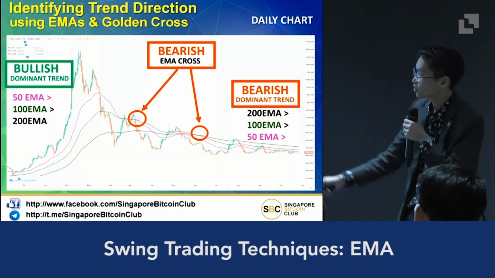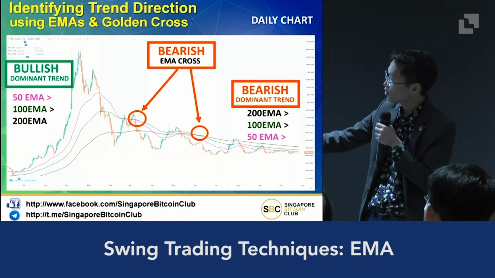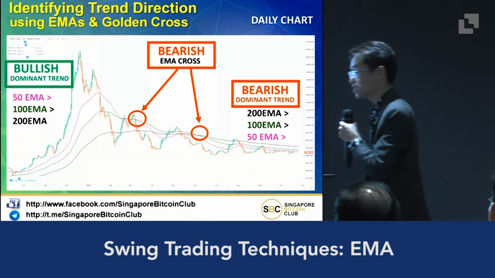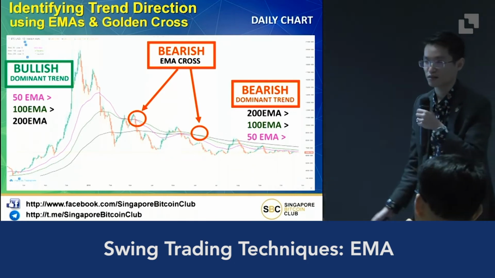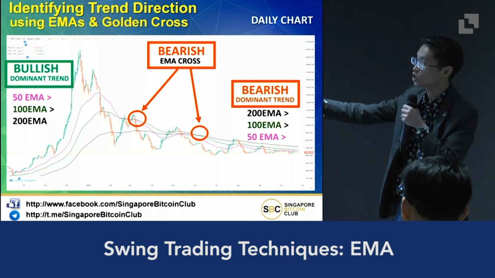So what happens during then? The 50 EMA, the red one, is above the 100, it's above the 200-day. So it's clearly a bullish dominant trend. If you look at our S&P, our stock market, in fact the whole 1 year is also the same thing. It lines up the same way. It's a bullish dominant trend.